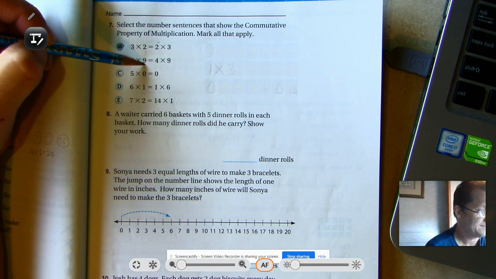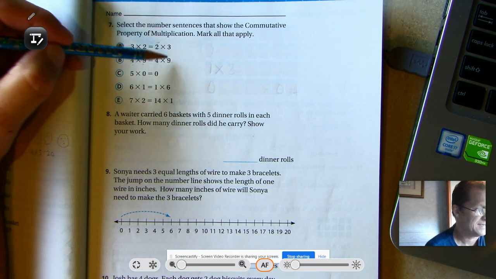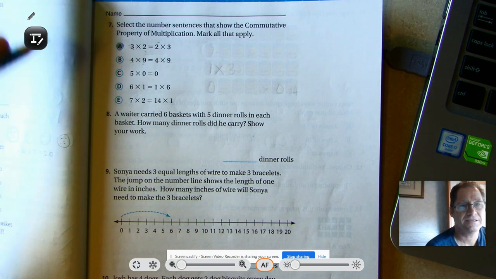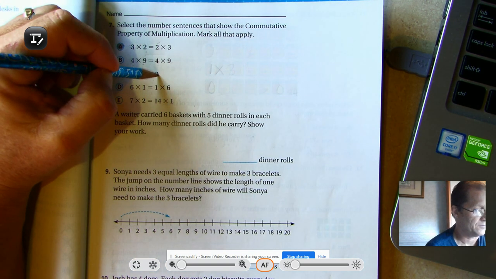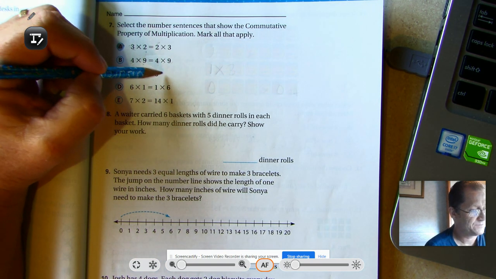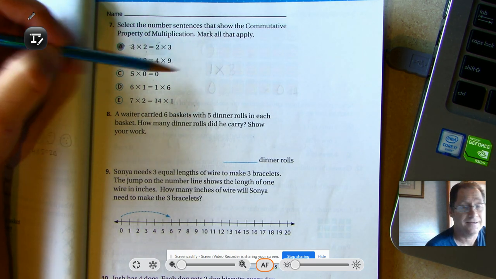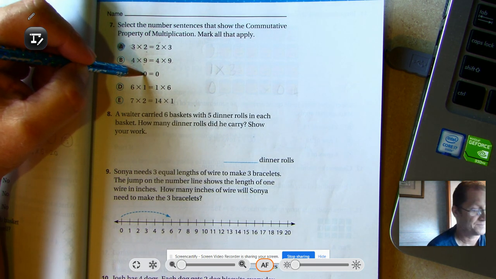4 times 9, 4 times 9. I see the same factors. I see 4 on both sides, I see 9 on both sides, but they're in exactly the same order. That is not the commutative property. 5 times 0 equals 0. Okay, well, first off, I don't have the same factors on either side. So this can't be. This shows the 0 property of multiplication.